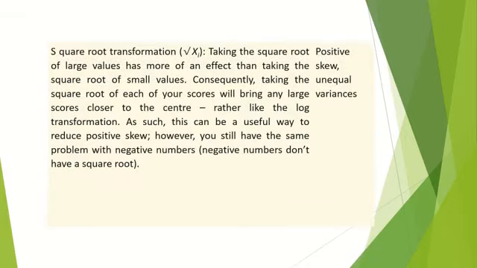The second type of data transformation is square root transformation, or square root x sub i. Taking the square root of large values has more of an effect than taking the square root of small values. Consequently, taking the square root of each of your scores will bring any large scores closer to the center, rather like the log transformation. As such, this can be a useful way to reduce positive skew.